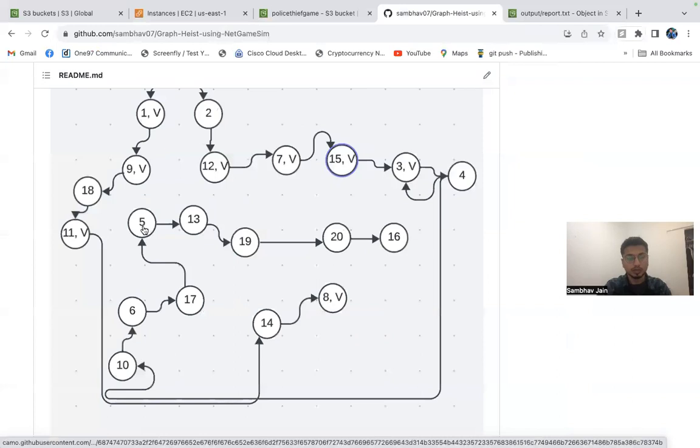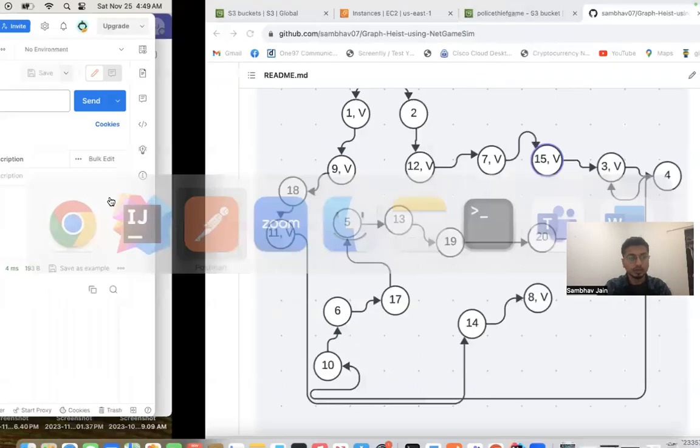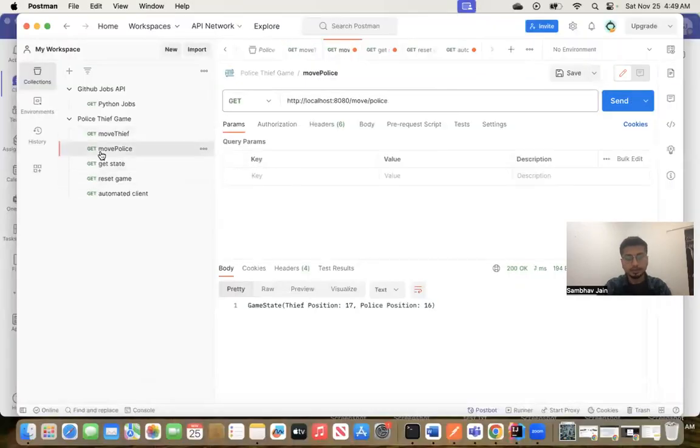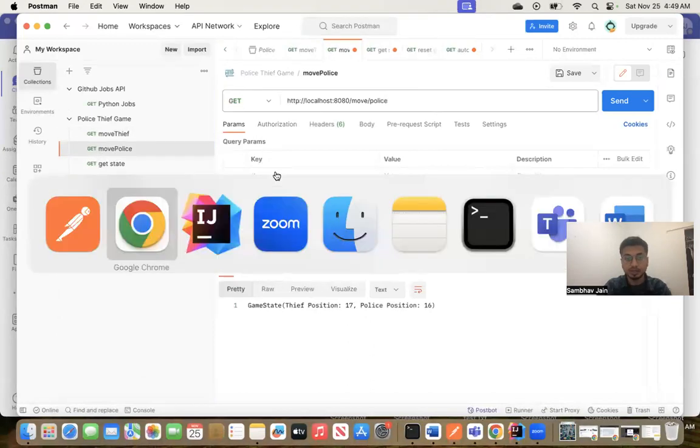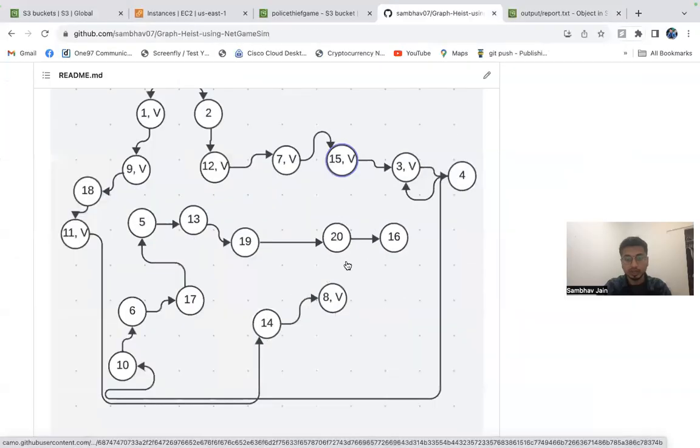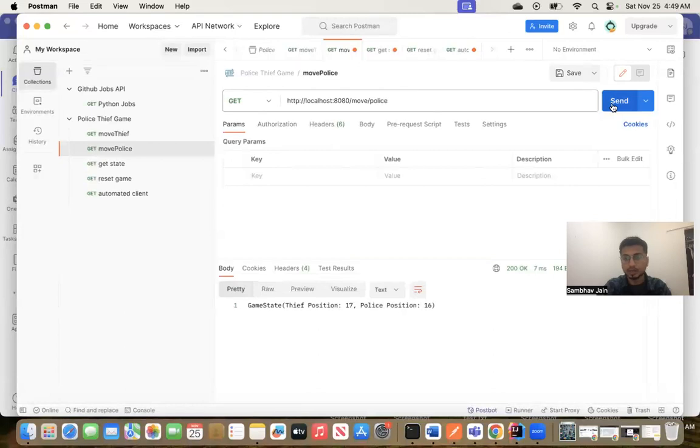Thief makes a move and he has position 5. Now it's a turn of police itself. Just notice that now after 16 there is no way to go anywhere in the graph. So now police should be stuck here. So yeah, police is stuck at node 16 and cannot make a move. Game over, restart the game.